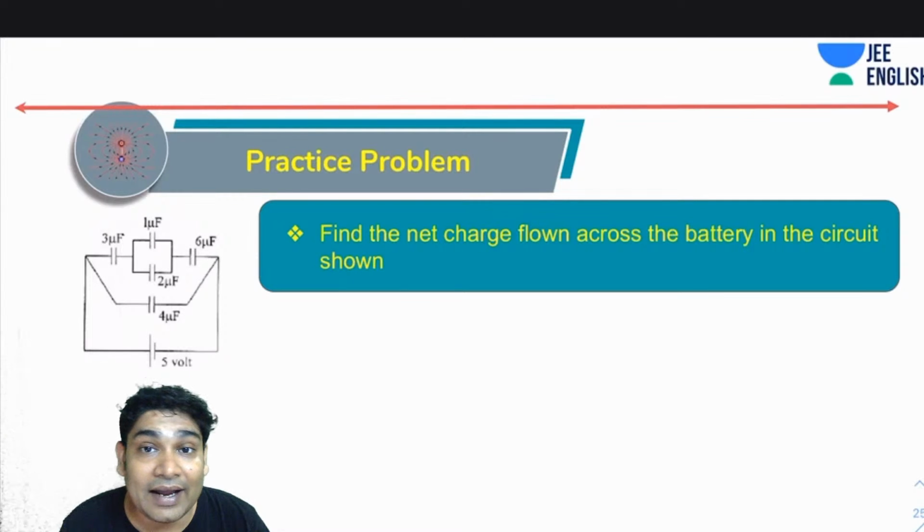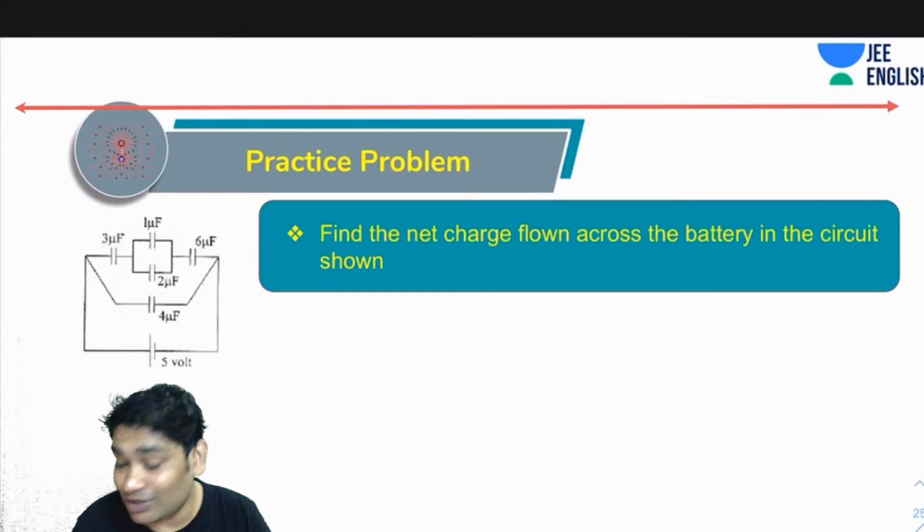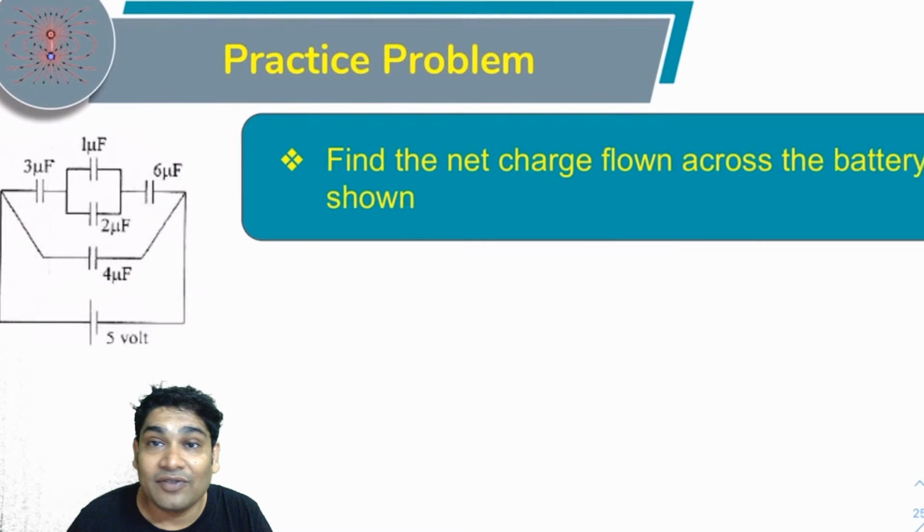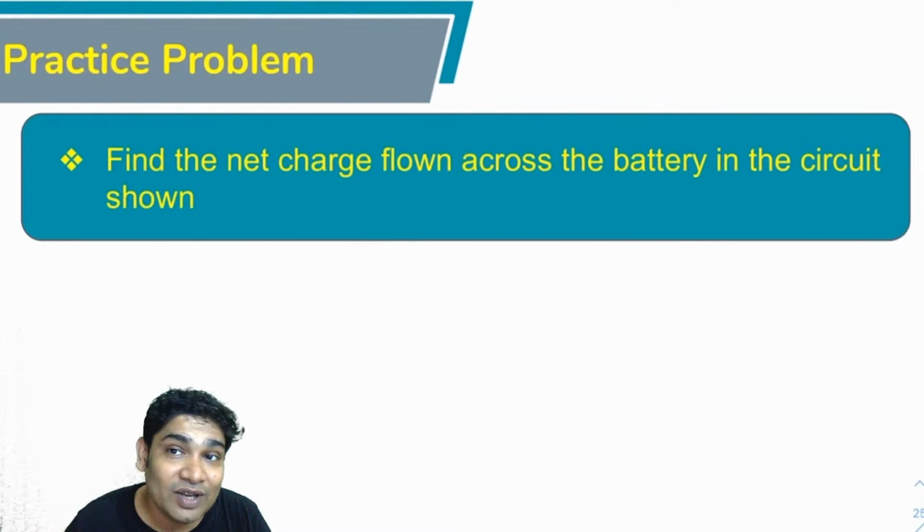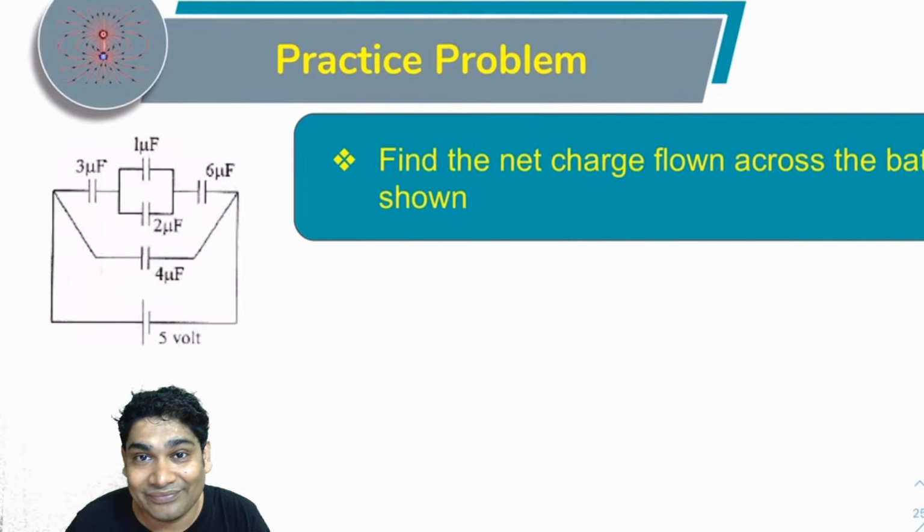Next, let's try a slightly more tricky problem. Let's get our hands on trickier problems as we go ahead. So you need to solve this. Find the net charge flown across the battery in the circuit shown. So here's your circuit, to find what net charge will flow from the battery.